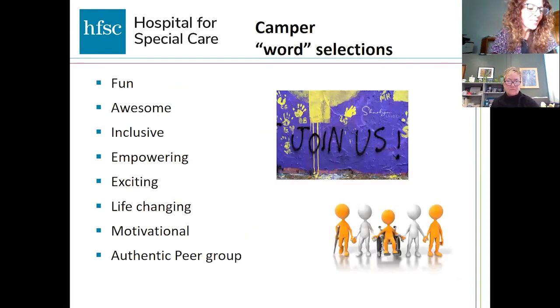When asked what word best describes camp, this is what we received. I am not one for reading off slides, but I have to tell you, listen to this list: fun, awesome, inclusive, empowering, exciting, life-changing, motivational, and authentic peer group. This is not surprising, as in the literature we looked at earlier, Lundberg and fellow researchers in 2011 would occasionally hear from individuals participating in adaptive sports that this is the best thing I've ever done for myself, or participating in this program changed my life.